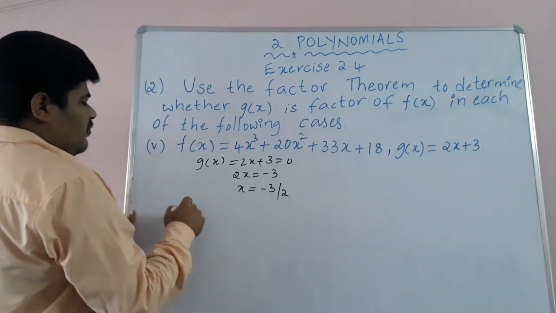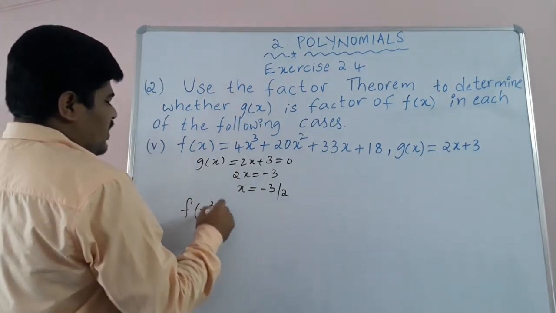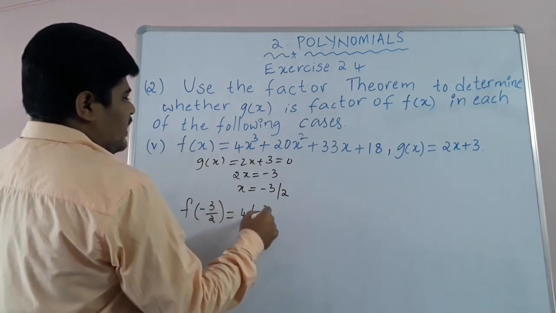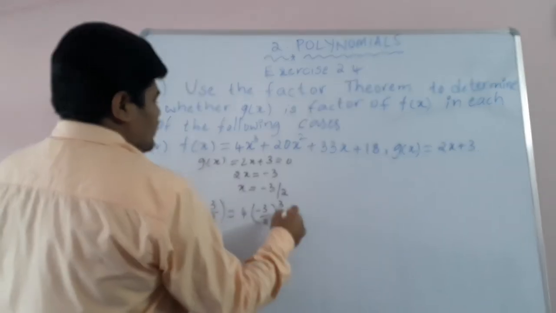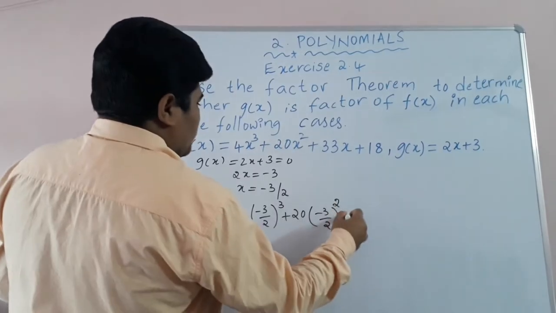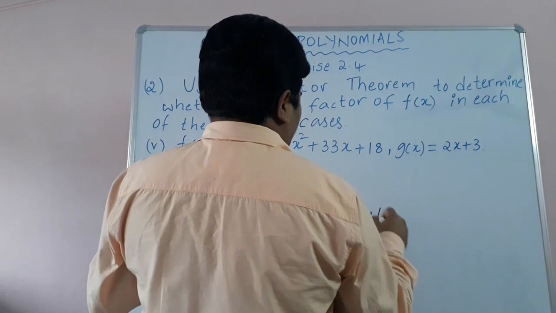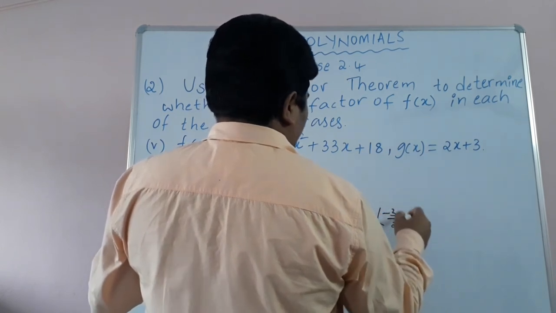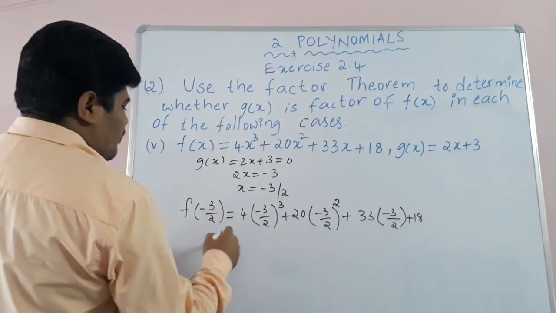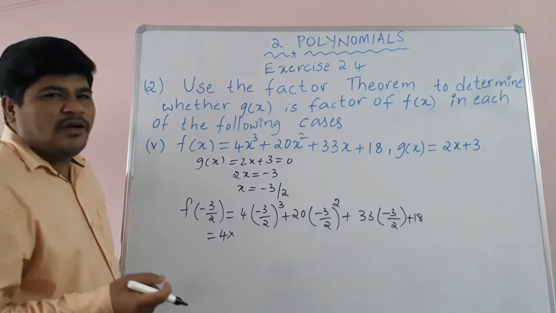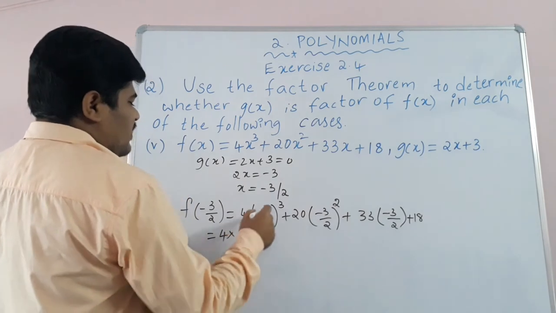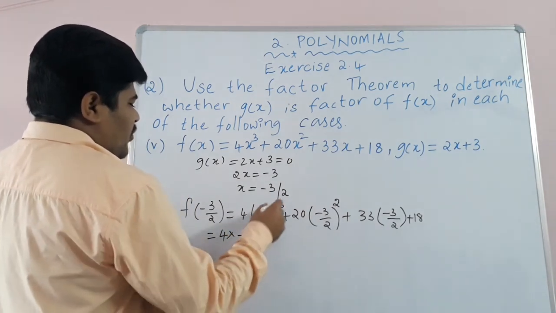Now children, we need to find the remainder, that is f of minus 3 by 2 according to the remainder theorem. So f of minus 3 by 2 is equal to 4 into negative 3 by 2 to the power of 3 plus 20 into negative 3 by 2 to the power of 2 plus 33 into negative 3 by 2 plus 18. So children, this is the expression we need to simplify. See, 4 into minus 3 by 2 whole cube. a by b whole power m is equal to a power m by b power m. So it can be written as minus, since the power is odd it is minus, 3 cube is 27 by 2 cube is 8.